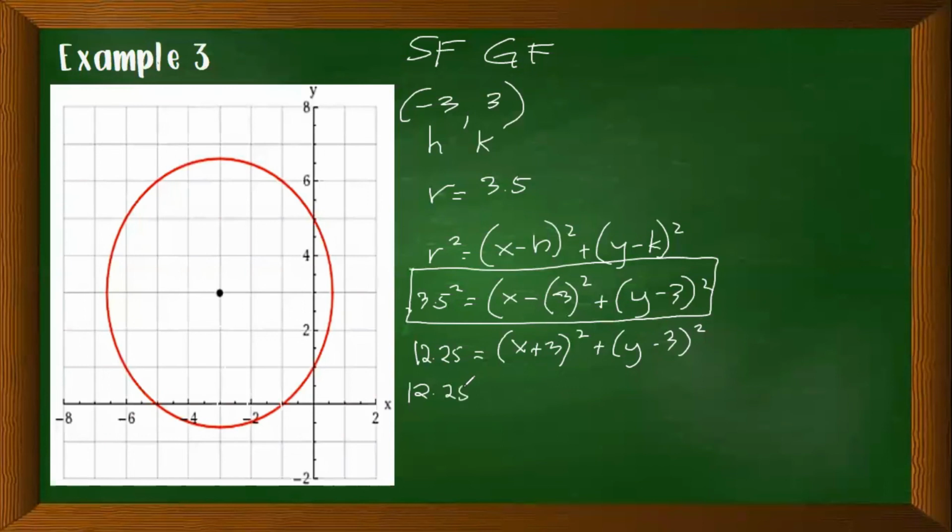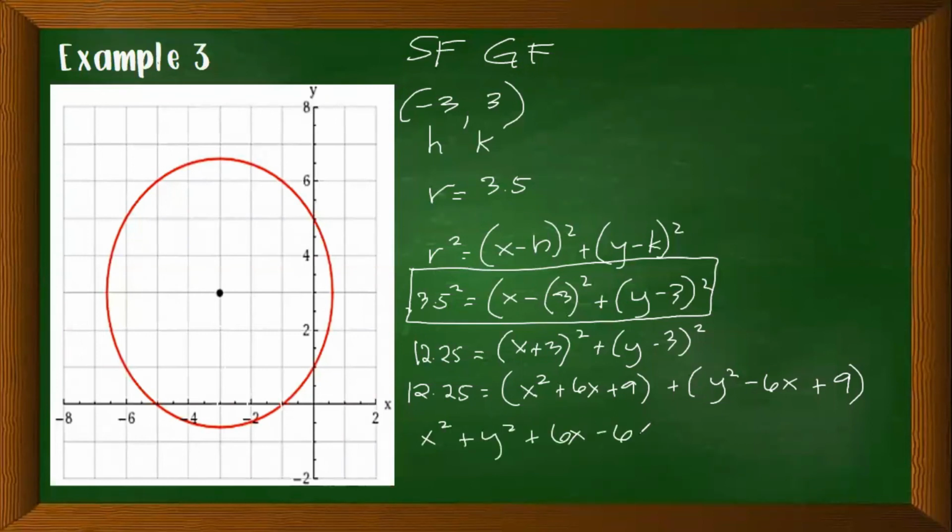So solving the general form, all we need to do is extract this one. If I extract that one, the result would be x squared plus 6x plus 9 plus y squared minus 6y plus 9. Ayan. Then, combine like terms. So, the result would be x squared plus y squared plus 6x minus 6y. Plus 9 plus 9 minus 12.25. Okay. Equivalent to 0. That's it.